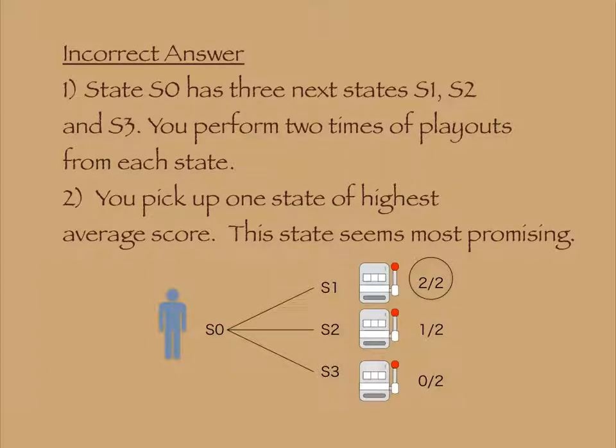One incorrect answer is as follows. State S0 has 3 next states S1, S2, and S3. You perform 2 times of playouts from each state. You pick up one state of highest average score. Average scores of 2 times may not be sufficient.